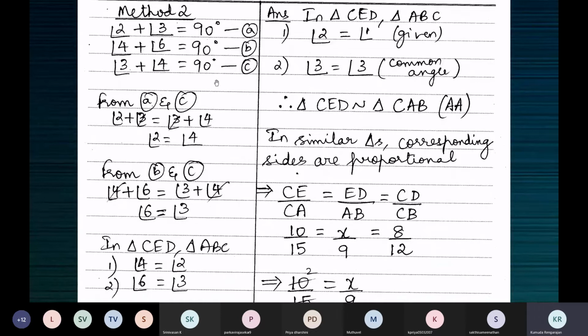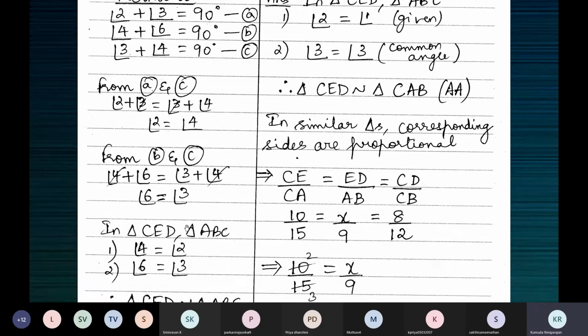For method 2, you don't have to prove that the lines are parallel, children. This is a different approach. Write these three results, call them A, B, C and compare. Once you compare, you get new results: 2 is equal to 4, 6 is equal to 3.